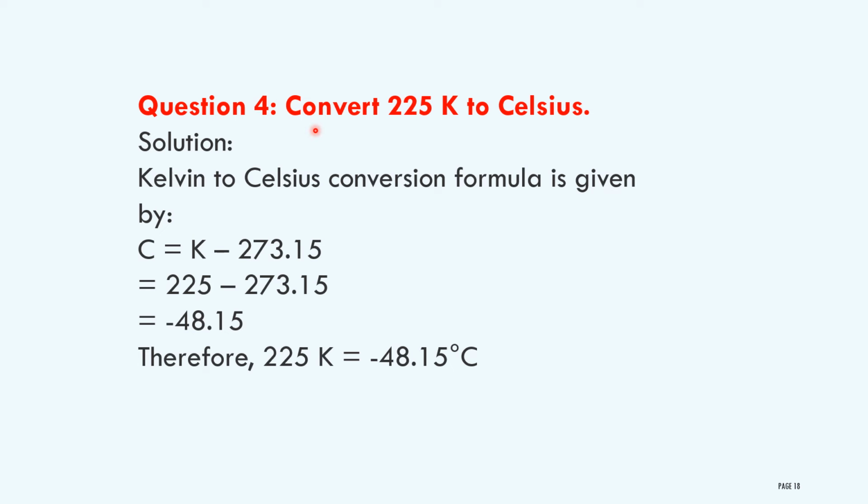Next question, convert 225 Kelvin to Celsius. Solution: the Kelvin to Celsius conversion formula is given by Celsius equals Kelvin minus 273.15. Kelvin 225 minus 273.15. Subtract these two, you will get minus 48.15. Therefore 225 Kelvin equals minus 48.15 degrees centigrade.